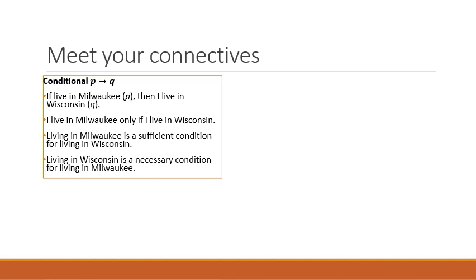So even though the if kind of moves around from being in front of the P to in front of the Q, the only if comes in front of a consequence. So same sentence here. In fact, all of these are the same sentences. All of these would get translated as P arrow Q. So living in Milwaukee is a sufficient condition for living in Wisconsin would be P arrow Q. Living in Wisconsin is a necessary condition for living in Milwaukee would also get translated as P arrow Q.